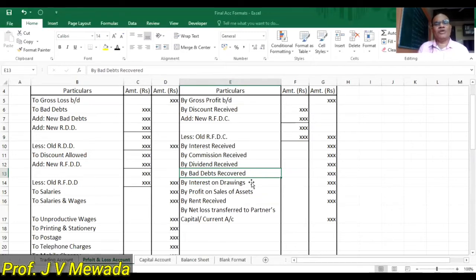Then interest on drawings, which is charged to the partners. So interest on drawings to partner A and partner B. Then profit on sale of assets. Whenever we are selling the asset, if we have some profit on that particular sale of asset, then we are reporting it on the credit side. Rent received, and then net loss suffered by the business, that is transferred to partners' capital or current account in the profit sharing ratio, we may say capital of A and capital of B.